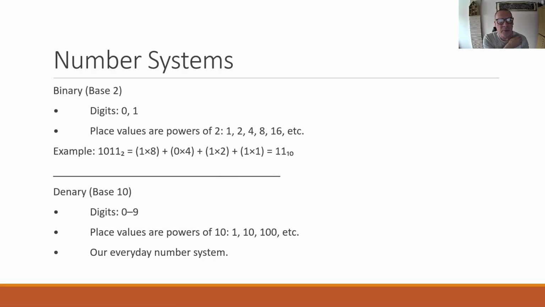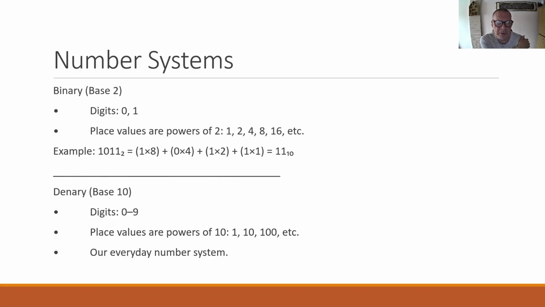So binary is a number system. We call it base 2. The digits are 0 and 1. The word bit itself comes from the words binary digit. You combine those and you get bit. So a bit can have a value of 0 or 1. It just means it's a binary digit.